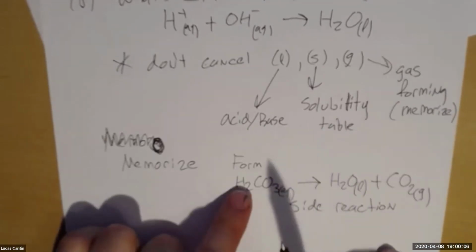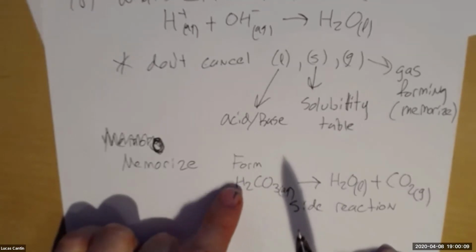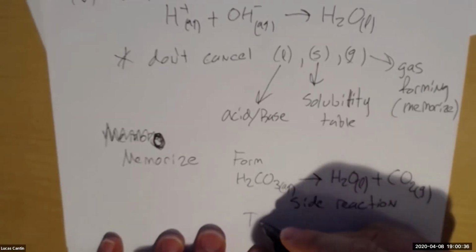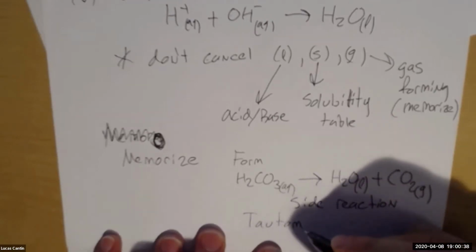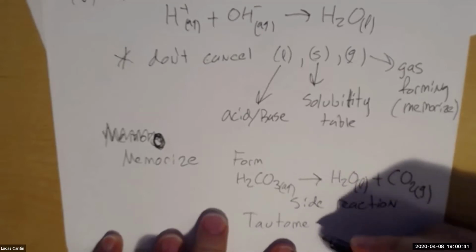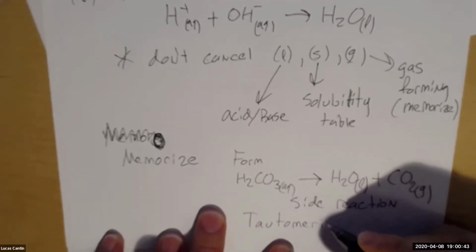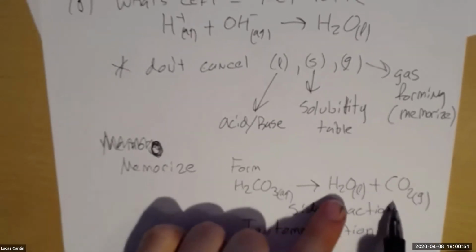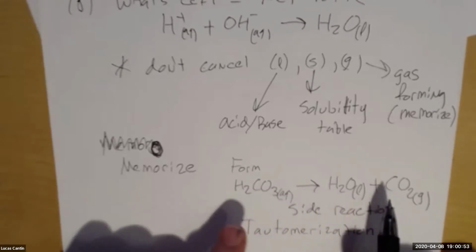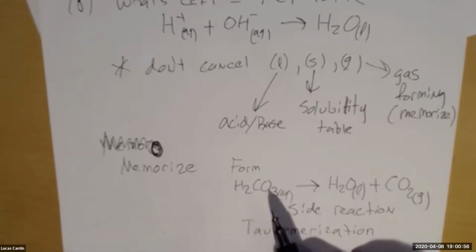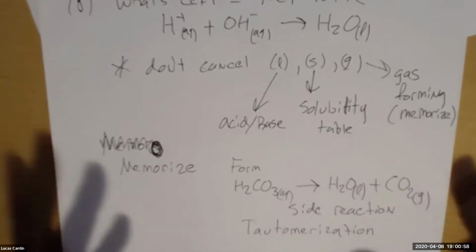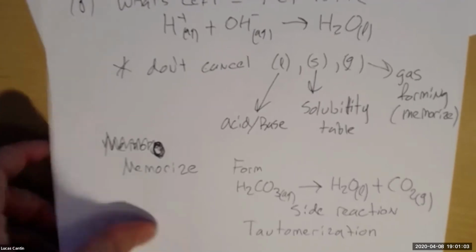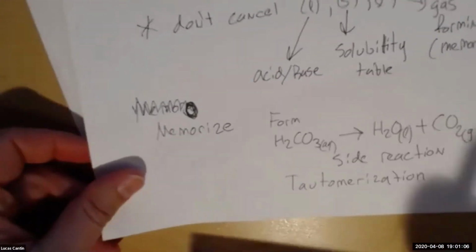You're going to form this one by double displacement, and then it's going to decompose. Technically, it's called a tautomerization. The point is, these forms, water and carbon dioxide, are lower in energy. This is a more unstable form, and so it will just spontaneously break down. Technically, it gives off a small amount of energy when it does that. So let me show it in the context of a net ionic equation.